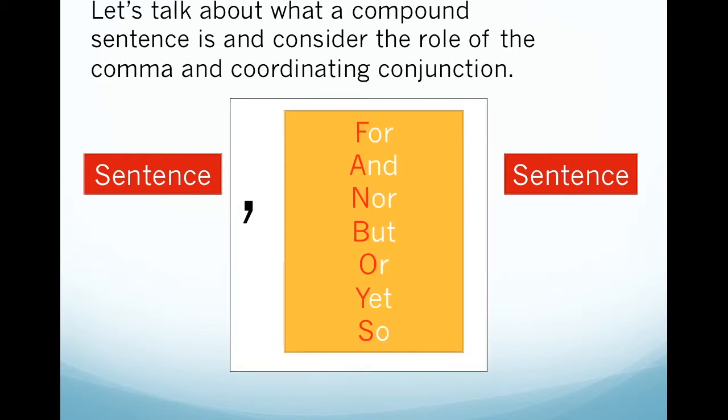Now, when we talk about a coordinating conjunction, you might ask, well, what is a coordinating conjunction? Coordinating conjunctions can be thought of as the FANBOYS acronym. So we have for, and, nor, but, or, yet, or so. Now, when you combine the FANBOYS acronym with a comma, that makes your compound sentence complete.